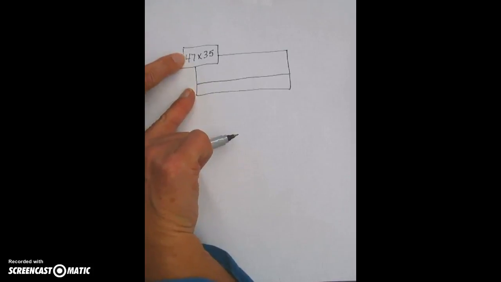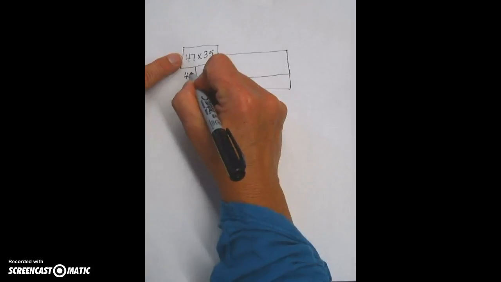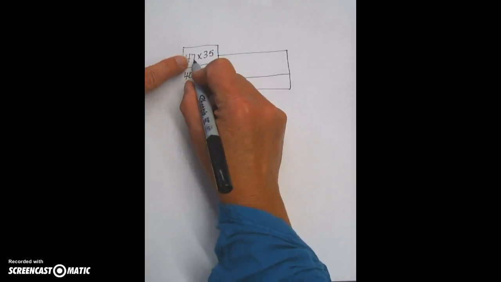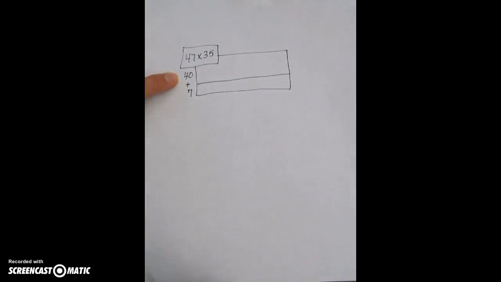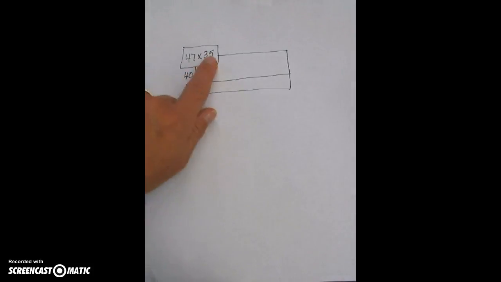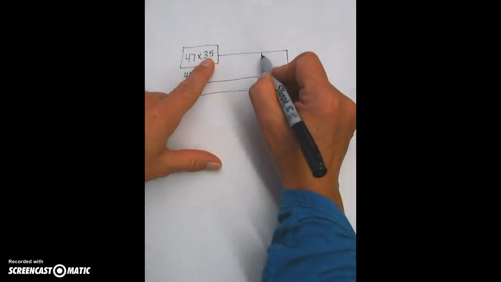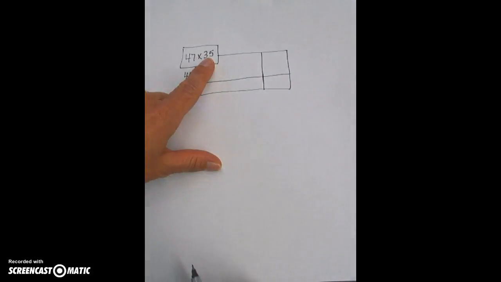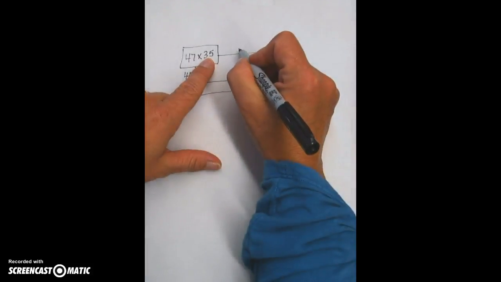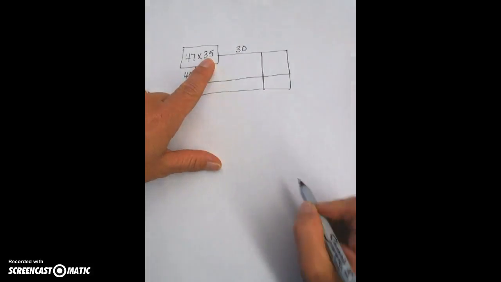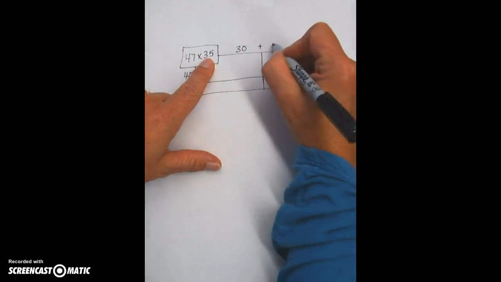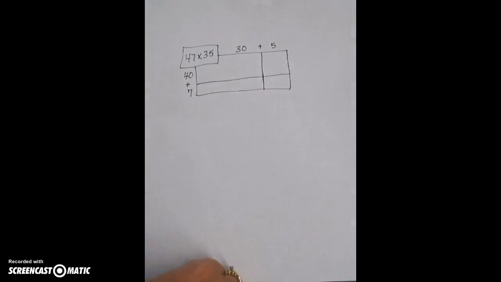So if I look at 47, there's four groups of 10, which would be 40. And then I'd have to add 7 to it to get my 47. If I break apart my 35, I need to also make a tens and a ones spot. So I break it apart and I have three groups of 10 for 30. And then I'd have to add in my 5 ones to keep it at my 35.